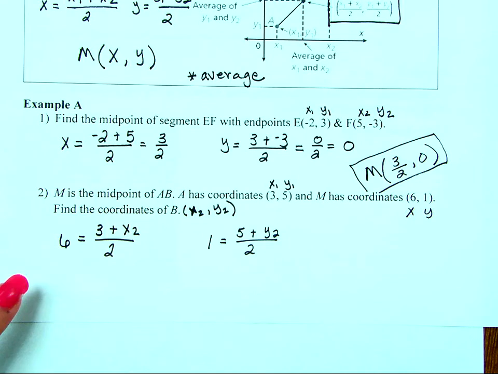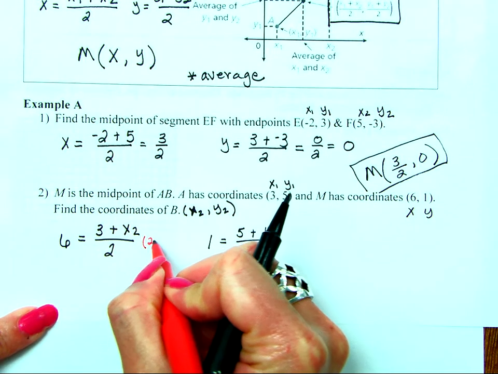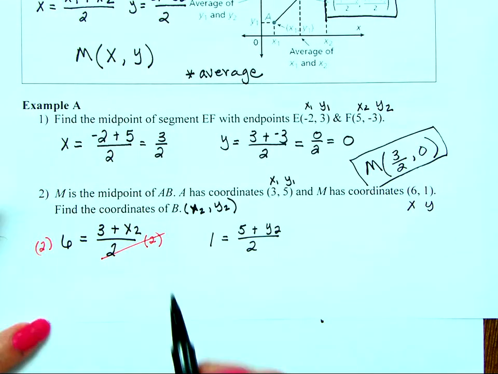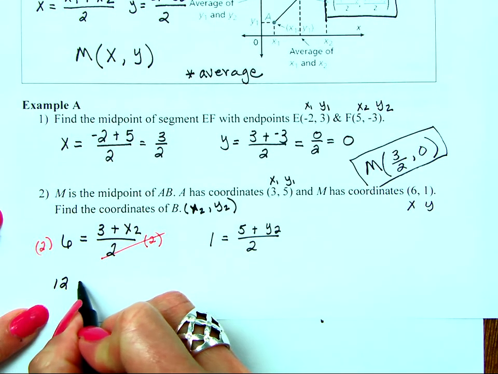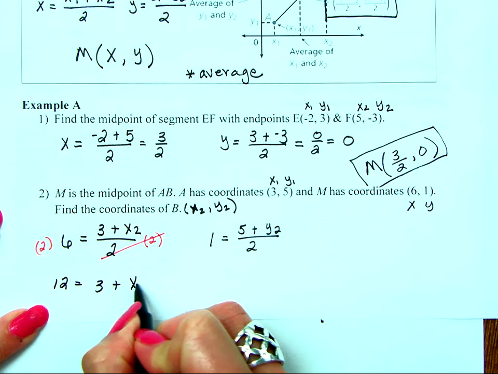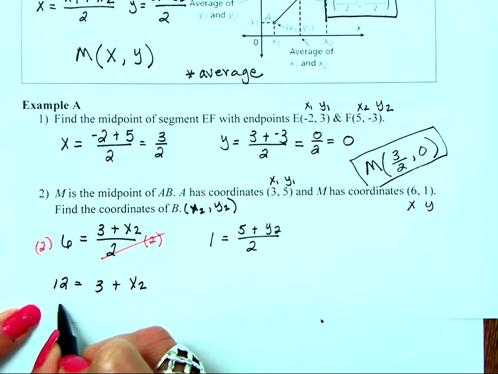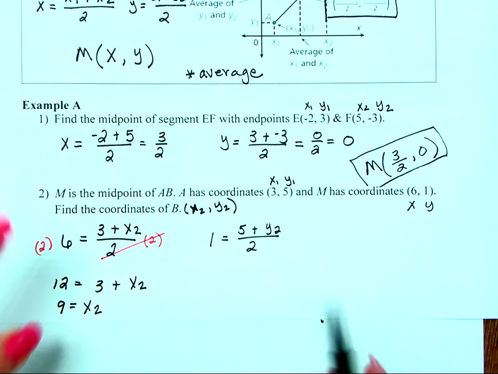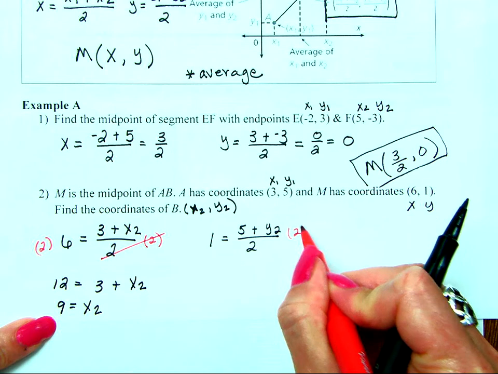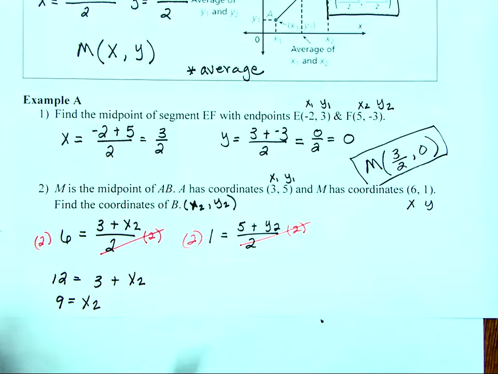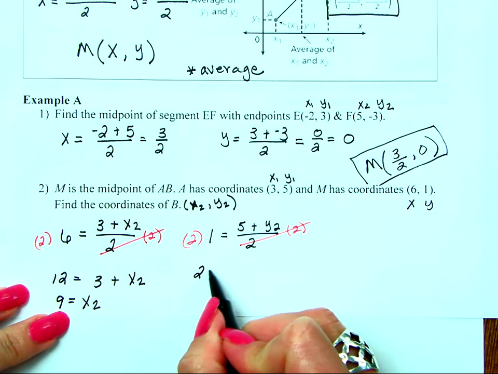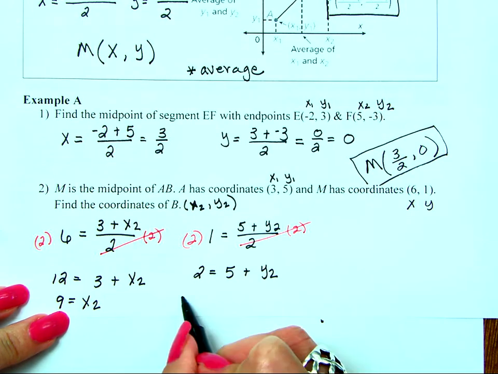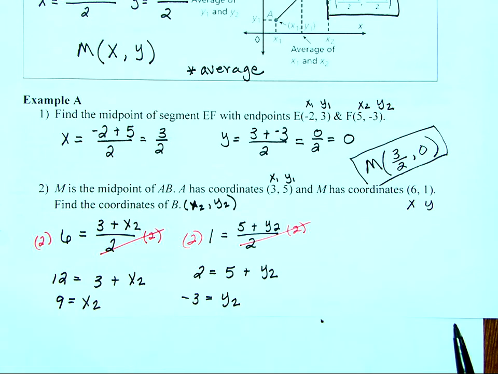If I needed to solve it algebraically, I would want to get rid of my fraction. So I would first start by multiplying both sides by 2. And I can see that we're going to end up here with 12 equaling 3 plus x2. Or finding out when we subtract that 9 is my x2 value. Same thing over here. I'm going to get rid of my fraction. I have 2 equal to 5 plus y2. Subtract 5 on both sides, and we find out that y2 is -3.